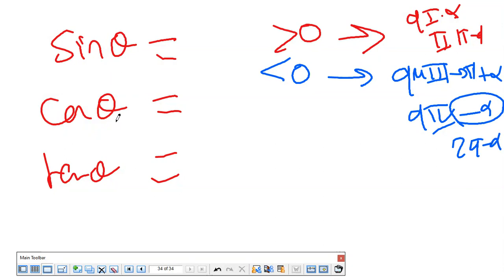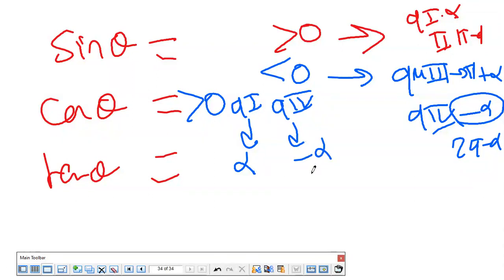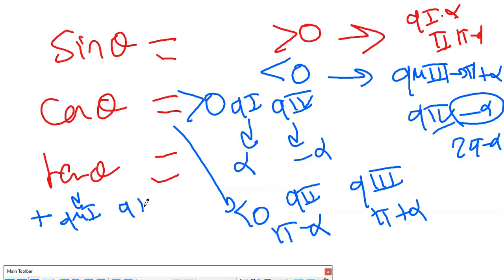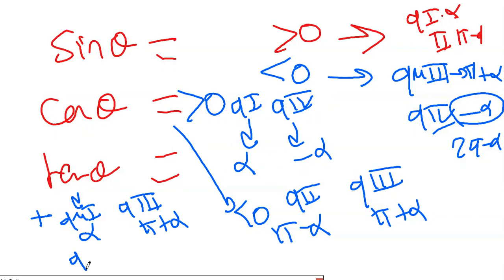The same for cosine theta. If it's positive, quadrant 1 and quadrant 4. Quadrant 1, it means alpha, and quadrant 4, it's minus alpha or 2 pi minus alpha. And if cosine is negative, I am in quadrant 2 or quadrant 3. Quadrant 2, it's pi minus alpha. Quadrant 3, it's pi plus alpha. And also for tangent, positive, it means I am working in quadrant 1 and in quadrant 3. So it's alpha and pi plus alpha. And negative, I'm working in quadrant 2 and quadrant 4. It means it's pi minus alpha and minus alpha.